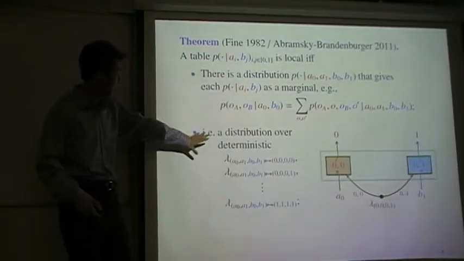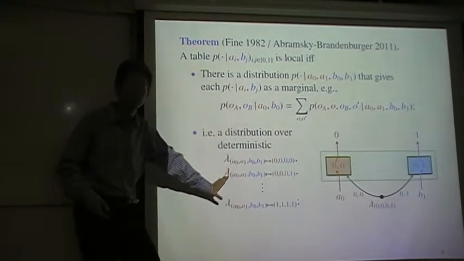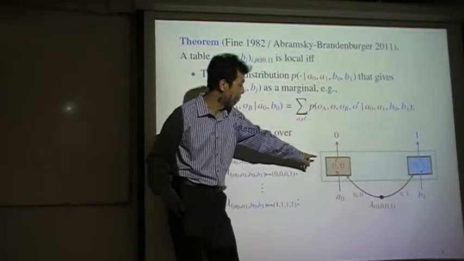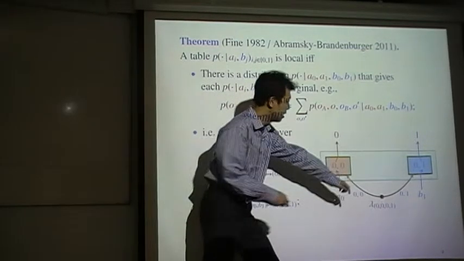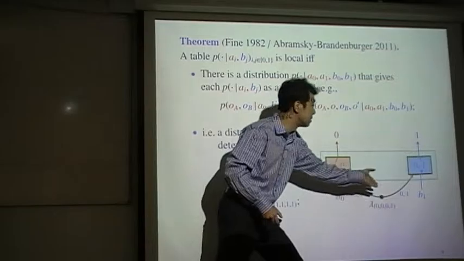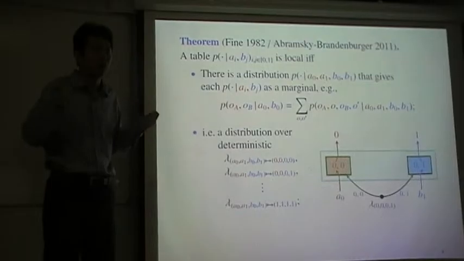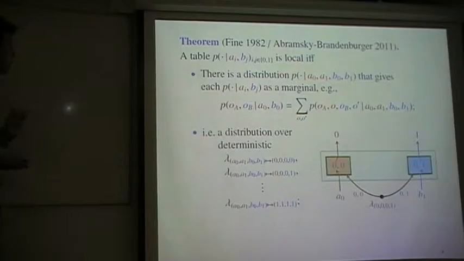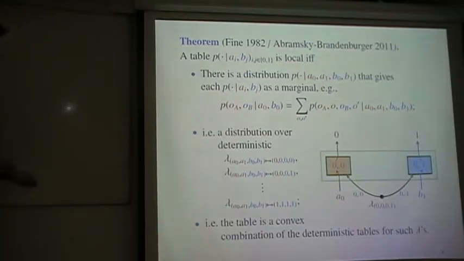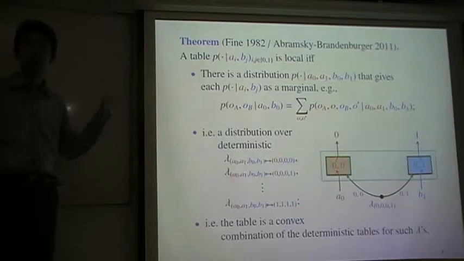Or in other words, local tables are a distribution over deterministic local hidden variables of this shape. So this is a hidden variable saying that 0, 0, 0, 1 will be the case. This part is sent to Alice, this part is sent to Bob, and what Bob and Alice do is just choose a measurement and open the packet that was sent to them. So this is a deterministic local hidden variable theory. So in other words, local tables are the convex combinations, or disjunctions in the possibilistic case, of the deterministic tables for local hidden variables.